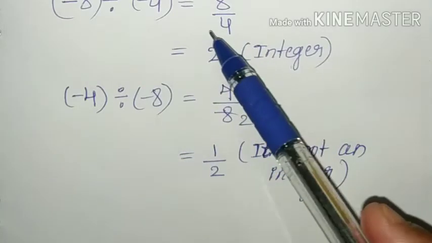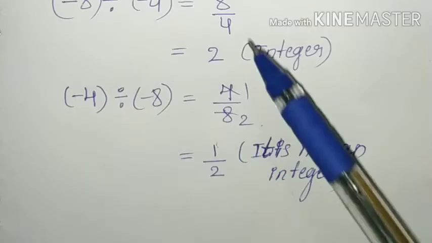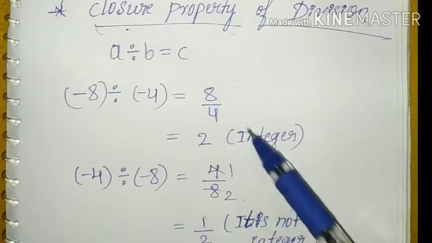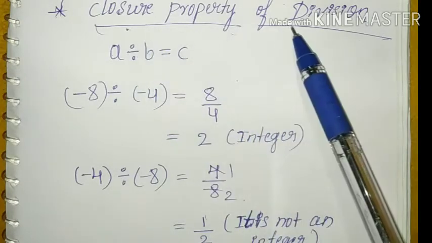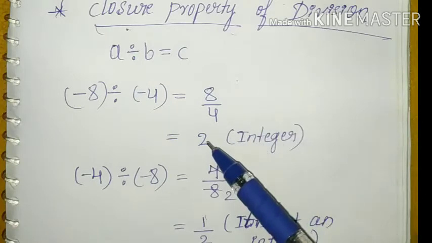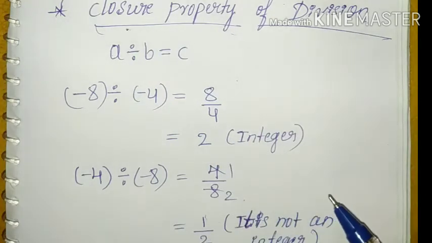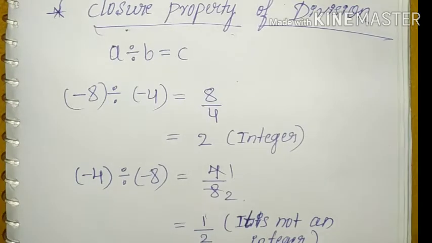What will you observe from these two examples? The closure property of division may or may not be satisfied. Hence, integers are not closed under division.